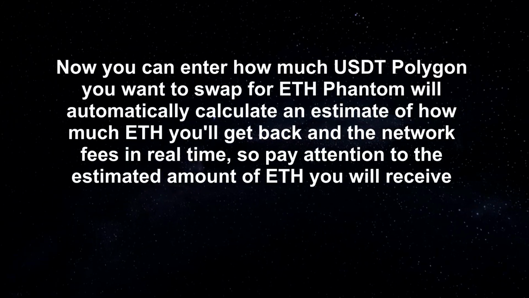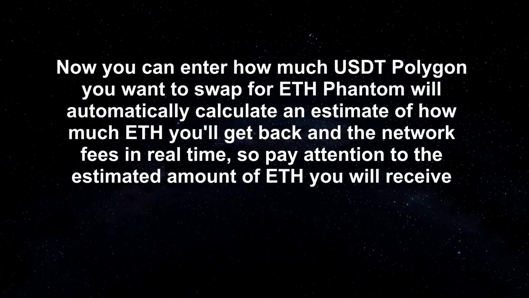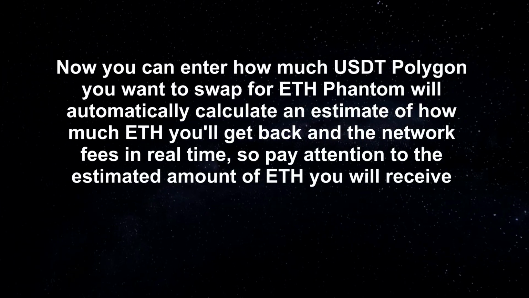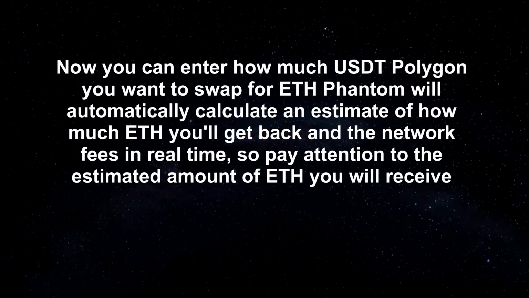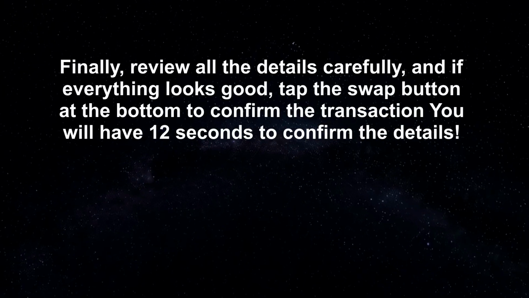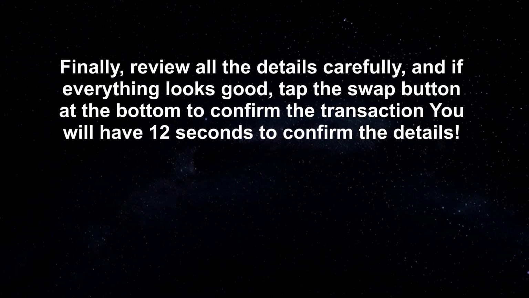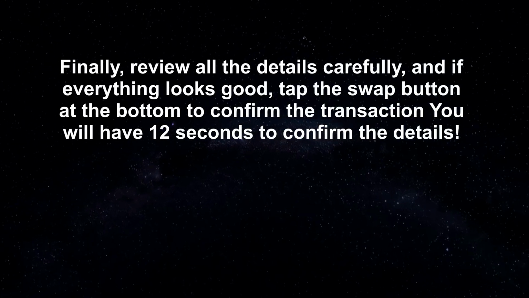Now you can enter how much USDT Polygon you want to swap for ETH. Phantom will automatically calculate an estimate of how much ETH you'll get back and the network fees in real time. So pay attention to the estimated amount of ETH you will receive. Finally, review all the details carefully. And if everything looks good, tap the swap button at the bottom to confirm the transaction.